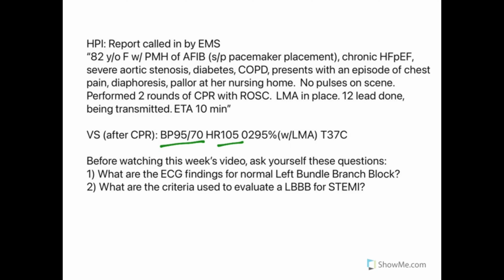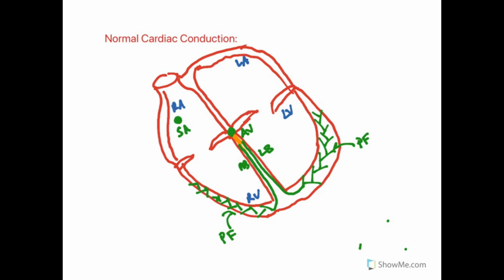We're going on. Ask yourself these questions. What are the EKG findings for a normal left bundle branch block? And what are the criteria used to evaluate a left bundle branch block for a STEMI? So, before we get into left bundle branch blocks, let's start talking about normal cardiac conduction.